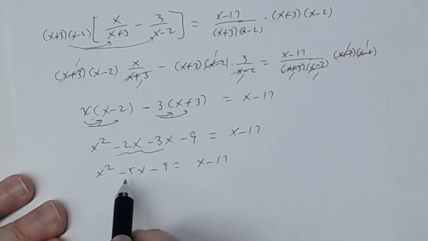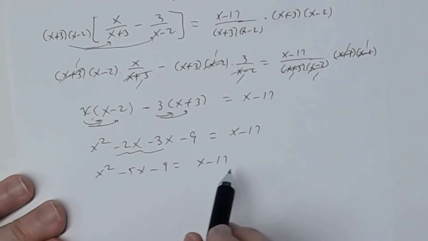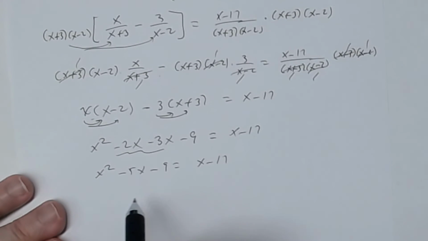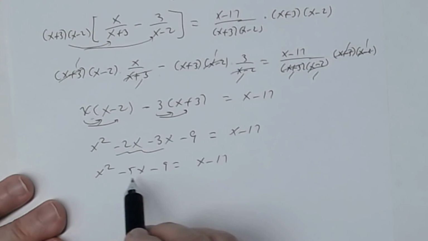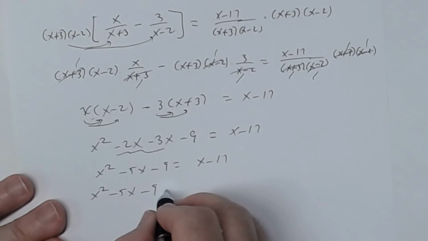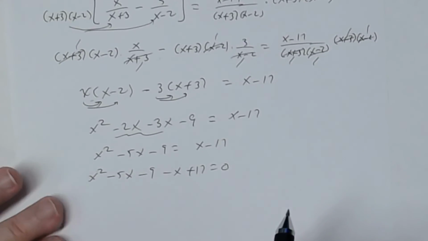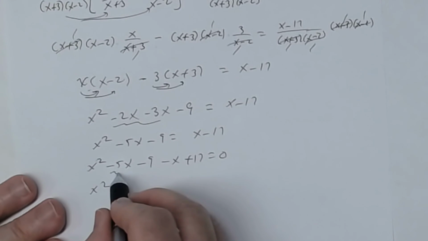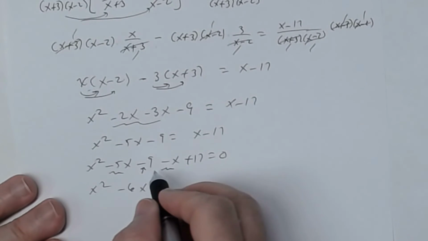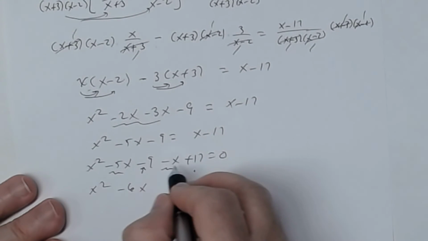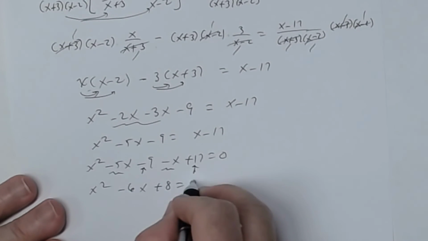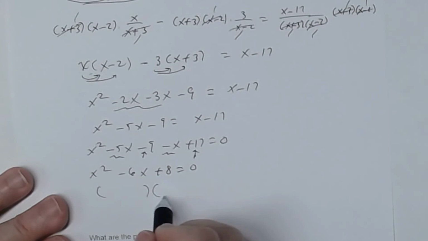So now I want to write this quadratic equation in standard form. So I need 0 on one of the sides. Since x squared has a coefficient of positive 1 on this side, I'm going to go ahead and bring the two terms here to the left. So I get x squared minus 5x minus 9 minus x plus 17 equals 0. And then combine the like terms again. I have x squared. A negative 5x and a negative x is a negative 6x. Negative 9 and a positive 17 is a positive 8. And that's equals 0.